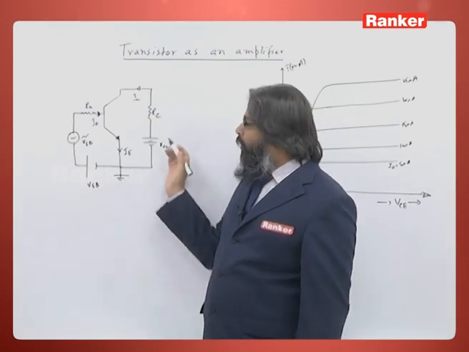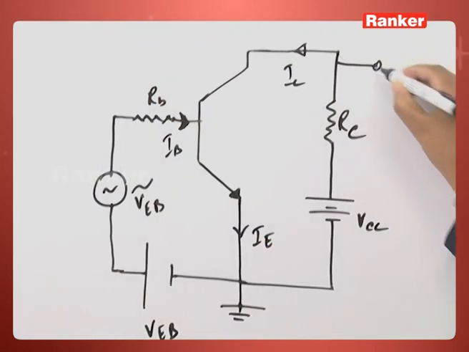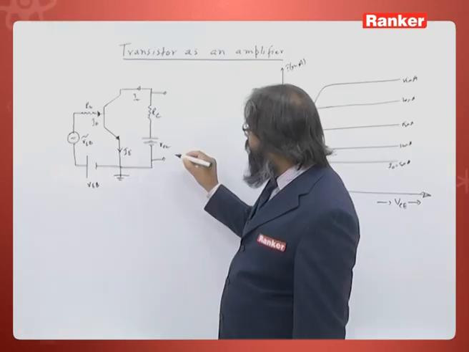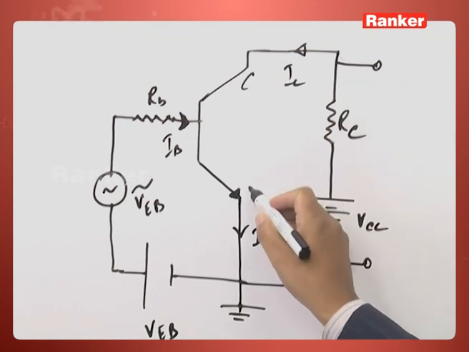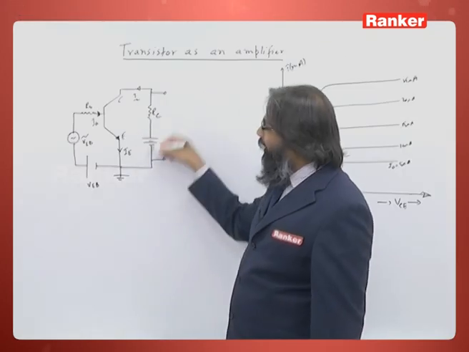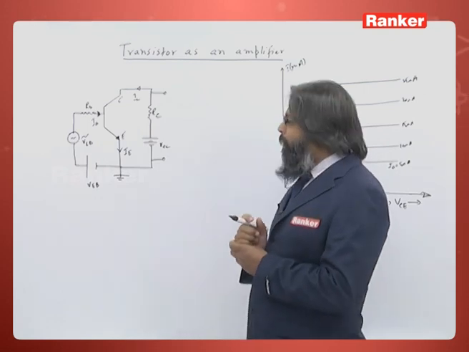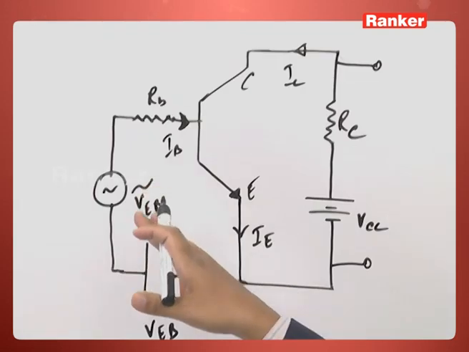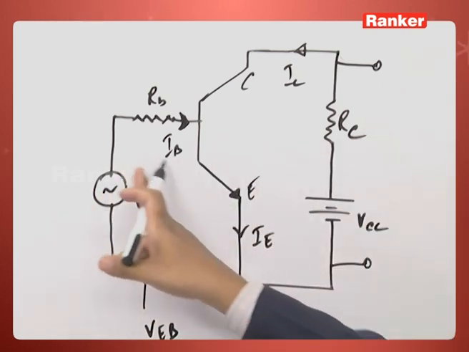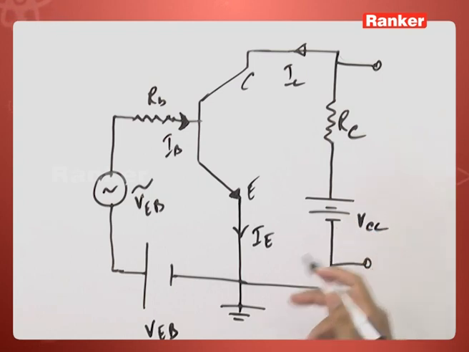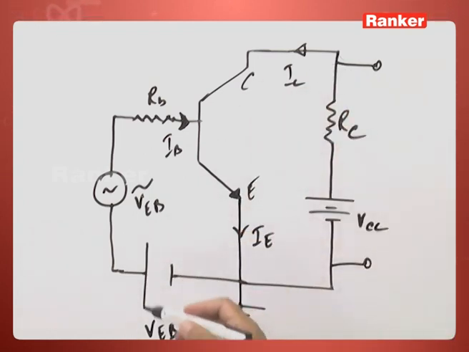So, let us see how this transistor is going to amplify. You see, the output is taken across the collector and emitter. Across collector-emitter, output is taken. So, let us first see that if there is no alternating signal given, that means this is 0, then the current IC is due to this DC voltage.